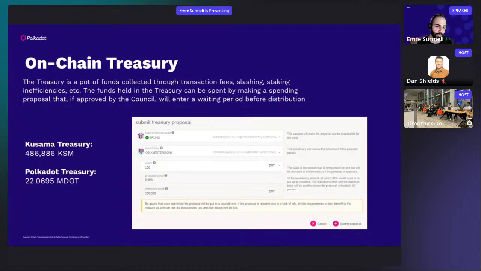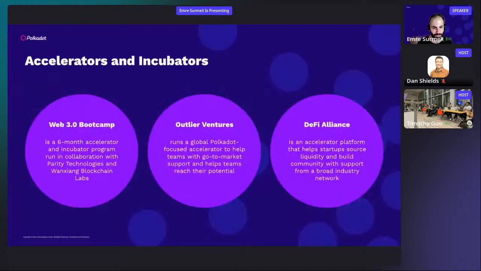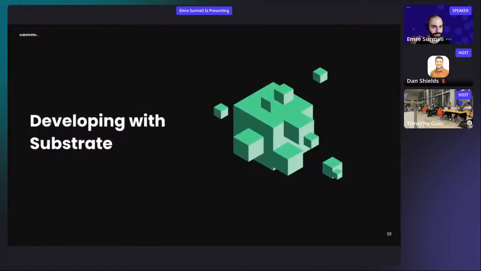Another funding mechanism is our on-chain treasuries. There's millions of dollars worth of cryptocurrency waiting to be given to projects and ideas that will improve the ecosystem. And then there are accelerators and incubators, so boot camps, ventures, the DeFi Alliance. These are things that are also throwing money at great ideas.